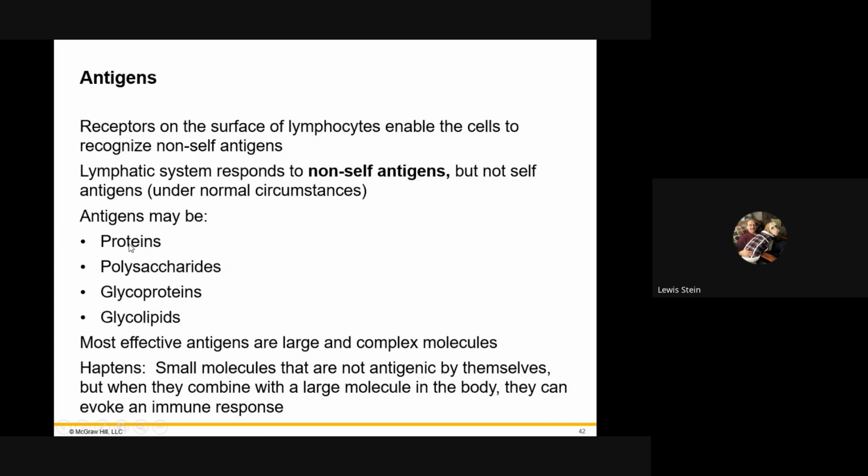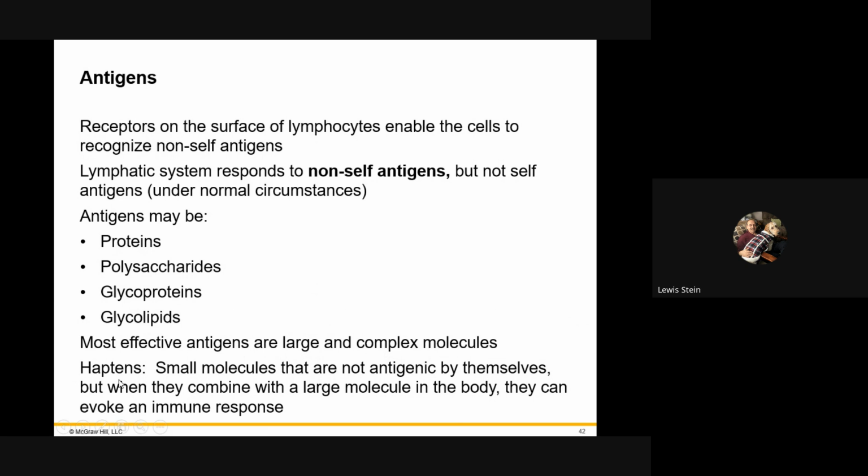These foreign markers can be proteins or polysaccharides, which are longer chains of carbohydrates. Glycoproteins are probably the most common. Those are little short chains of sugars that protrude from proteins embedded in membranes. Even fats have sugars attached to them, called glycolipids. Typically, the larger and more complex they are, the more problematic they are.